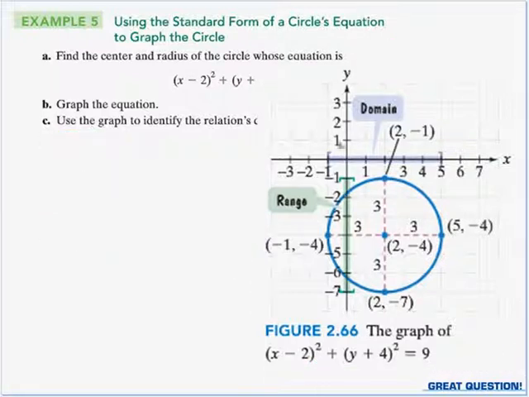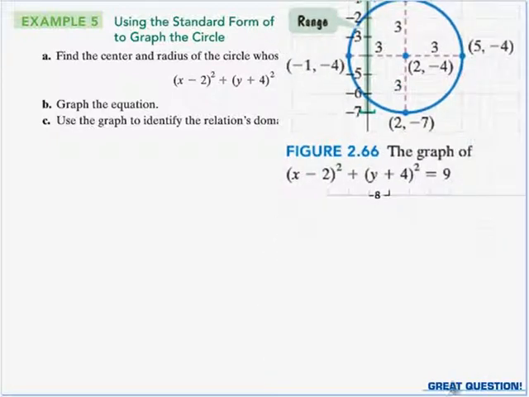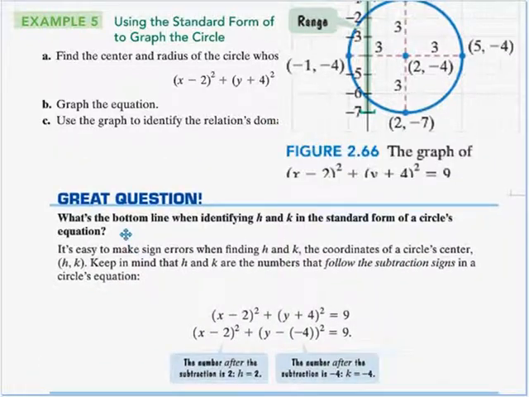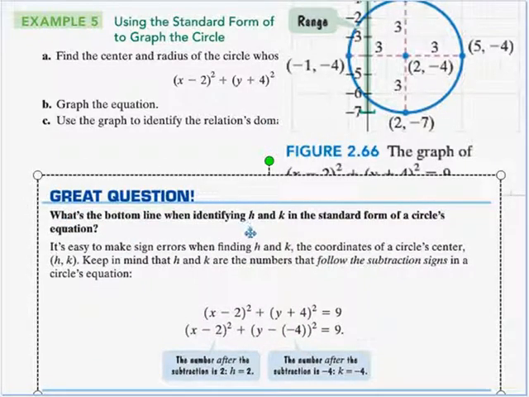And I do see down in the corner there a great question. Let's see how great it is. No, it's just about the signs. What's the bottom line when identifying h and k in the standard form of a circle's equation? It's easy to make sign errors when finding h and k, the coordinates of a circle's center, h comma k. Keep in mind that h and k are the numbers that follow the subtraction signs in a circle's equation.